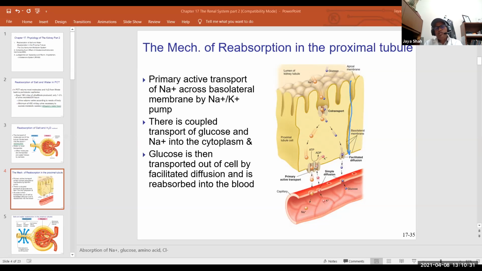If you remember our osmosis lab, if one side is high concentration and the other side is low concentration, the solid particles will move to the lower concentration side. That is called simple diffusion, and for that there is no need for energy. But if I have to move from lower concentration to higher concentration, then I need energy, which comes from ATP. So that's what happens here.